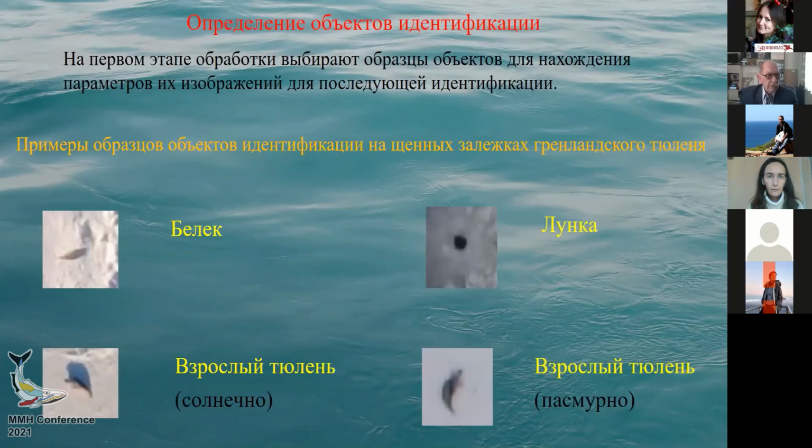On this slide, you can see the various objects that we were interested in, in various ice breeding sites. In order to select the features of these objects, we needed to select a number of photographs. We put them in the database and then determine specific characteristics. On this slide, you can see selected photos, selected samples.